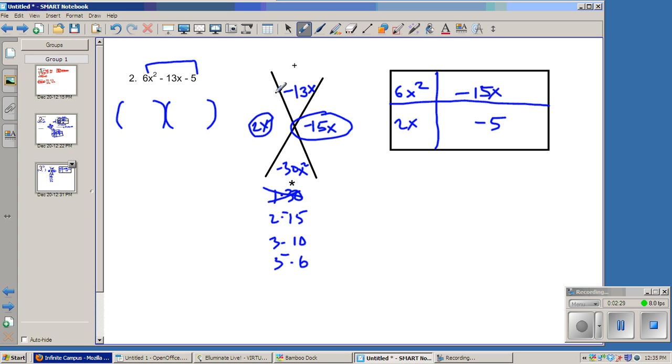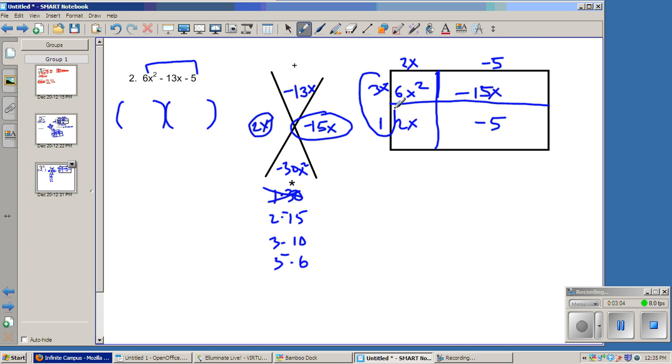So I'm going to start looking for what I need here. I know if I take 3x times 2x, I'm going to get the 6x squared that I need. So if this side is 2x, then this would just have to be 1 because 2x times 1 is 2x. This side I know is 3x, so the long side has to be negative 5 because 3x times negative 5 will give me negative 15x. And since this is negative 5 and this is 1, this does equal negative 5, so that works.